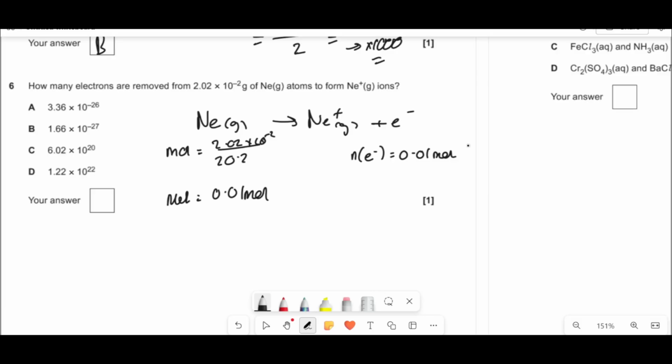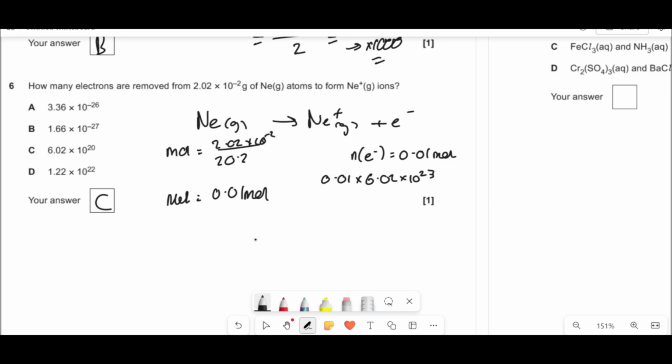Mole is just a unit. If I have 1 mole of bananas, I've got 6.02 times 10 to the 23 bananas. So this means that in this equation, we have 0.01 times 6.02 times 10 to the 23, Avogadro's number, of electrons. So if that's the case, it's going to be C. A lot of people don't realize that.